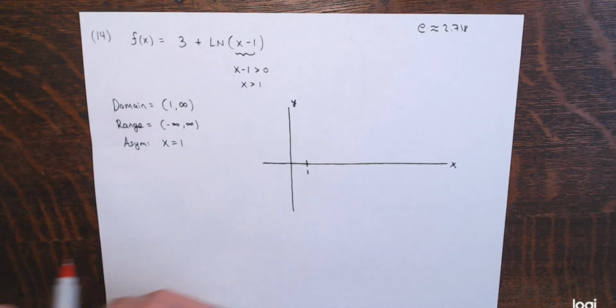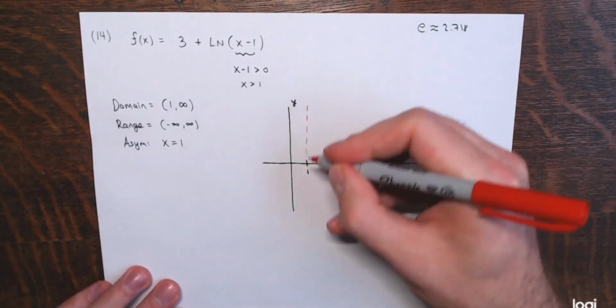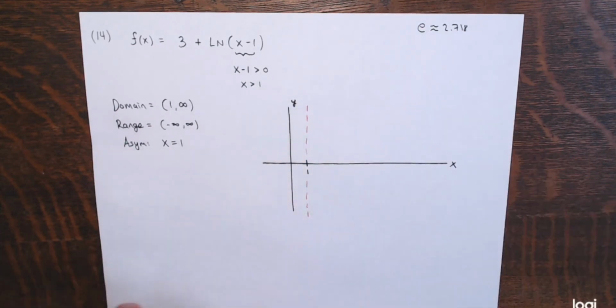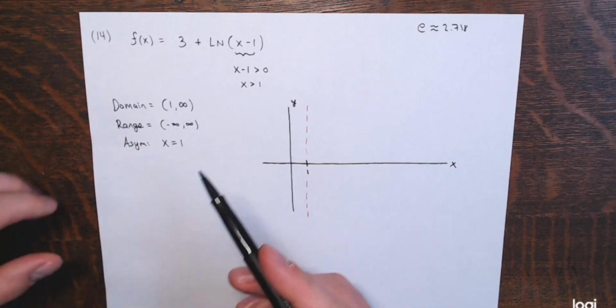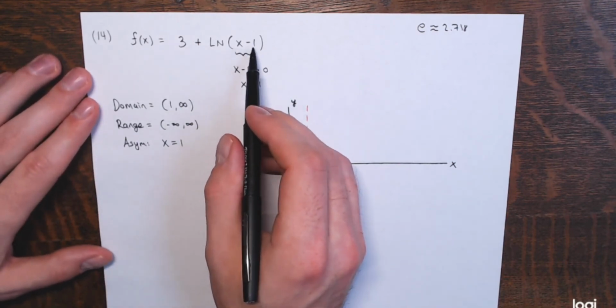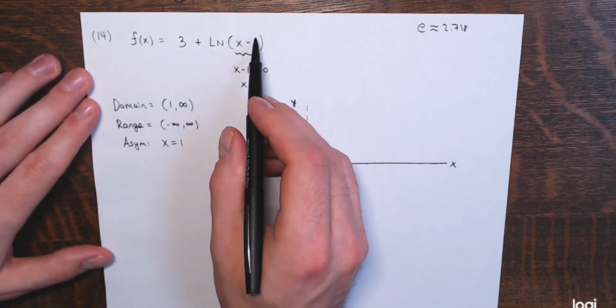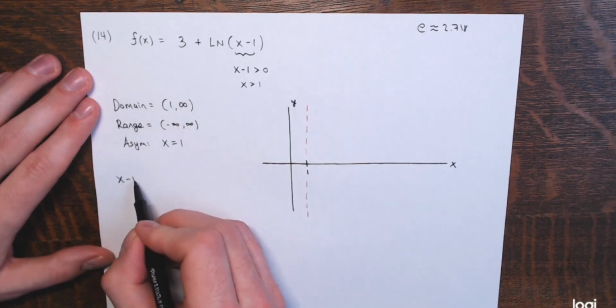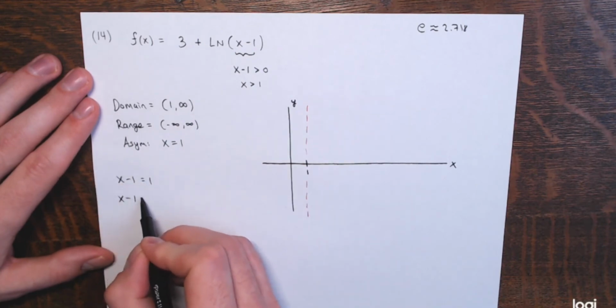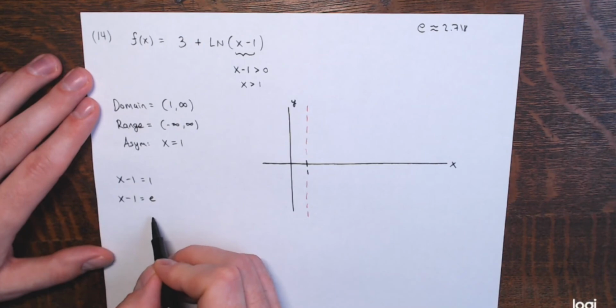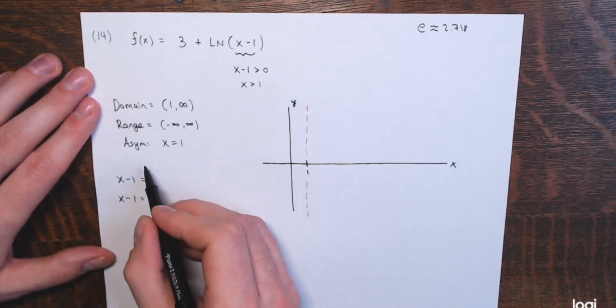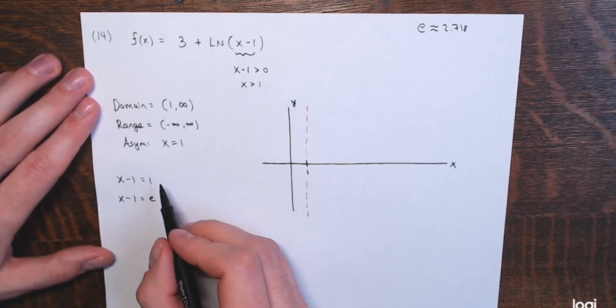So there's x equals 1. Make a nice little vertical asymptote there, dashed line. And then I'm going to plug in values of x so that we get powers of e in here. So like, when is x minus 1 equal to 1? When is x minus 1 equal to e? When is x minus 1 equal to e squared, e cubed, or 1 over e squared, whatever. But really I only want 2 of them.